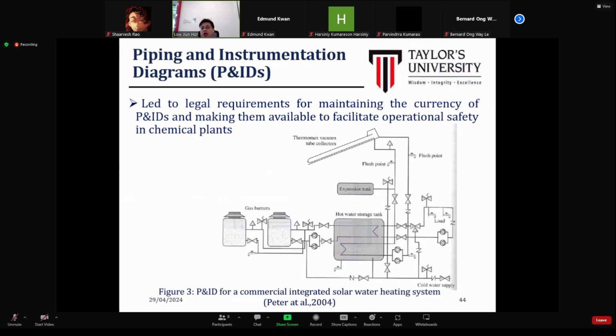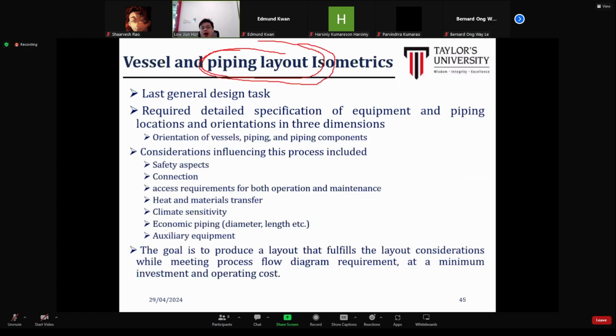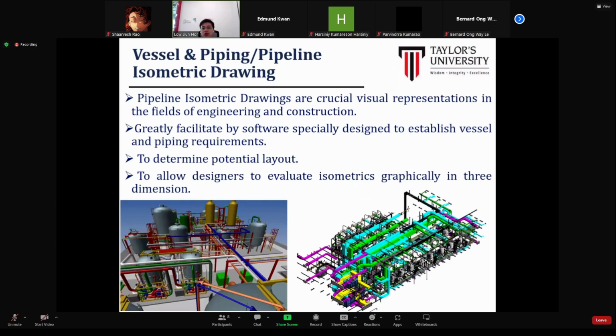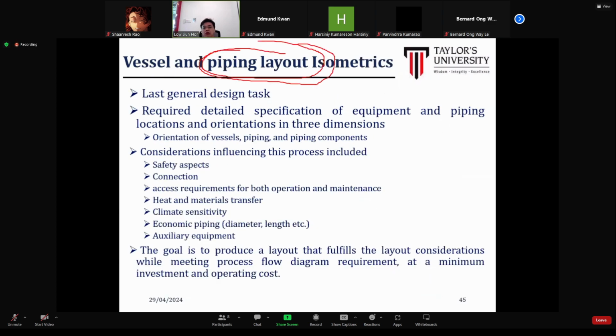Why? Because the loops, the control system that you are going to install, all of them will determine how the pipe here is going to connect, where you should install and place the pipeline, and also their orientation. So this is also a reason why the piping layout can only be prepared after we complete the P&ID diagram.